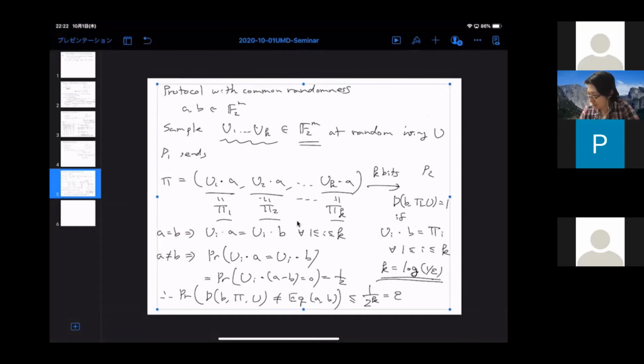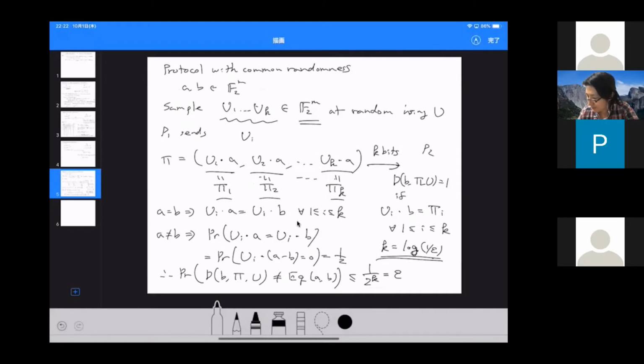But the size of randomness we used is large: each Ui is m bits, so the size of common randomness we used is m times k. So it is quite large. Next we want to consider a more randomness efficient protocol.